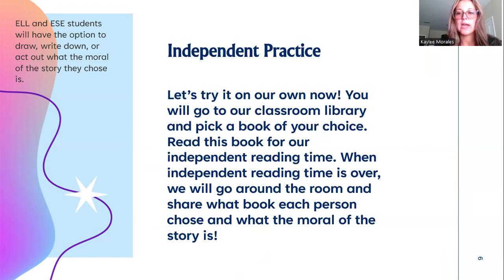And when independent reading time is over, we're going to go around the room and share which book we chose, what the moral of the story is, and what led us to that conclusion. Why do you think that's the moral of the story?